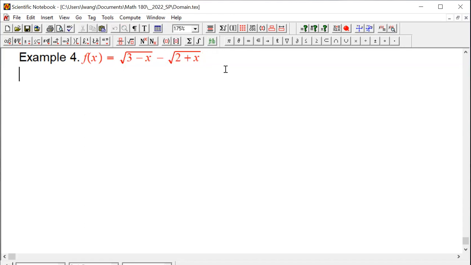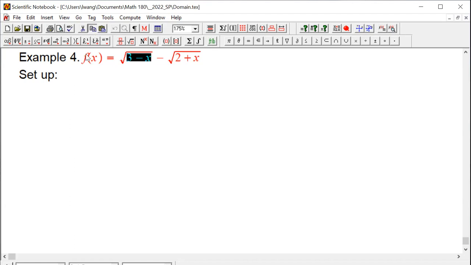To determine the domain, we have two separate square roots, okay? And each must be made meaningful. In other words, we need to guarantee the domain requirements for both are satisfied, okay? So the setup, you look at the individual ones.